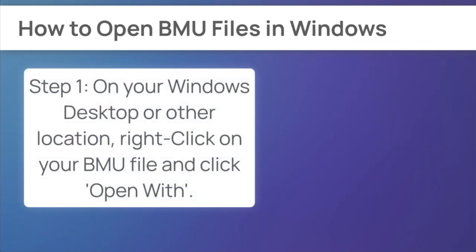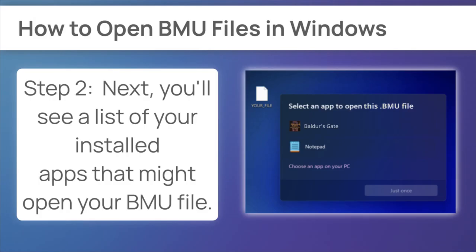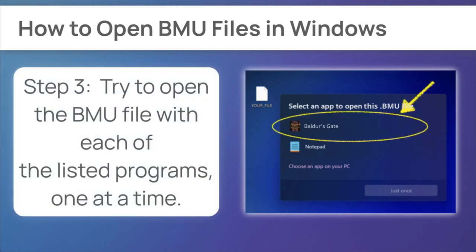To begin troubleshooting, right-click the BMU file and choose Open With. If you have Baldur's Gate available, that's your first option. Otherwise, select another program. It's often necessary to test multiple apps.